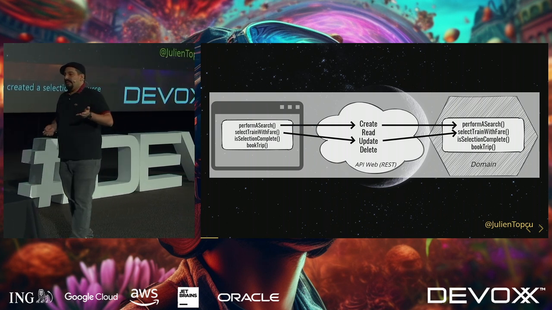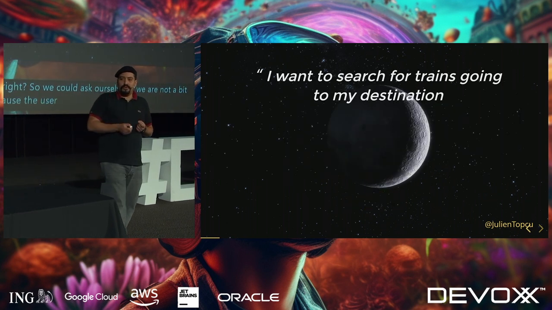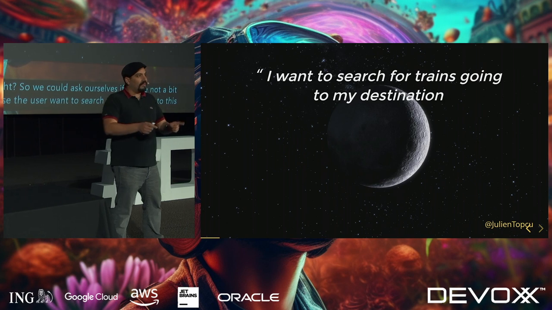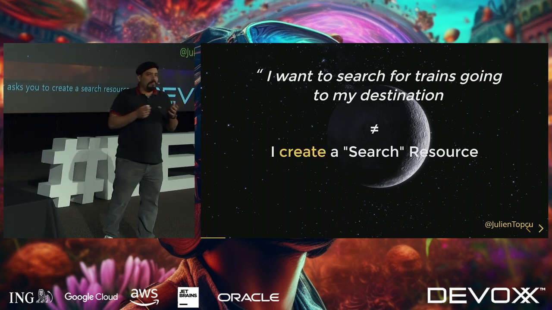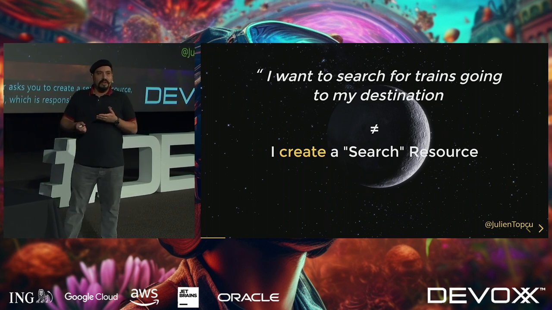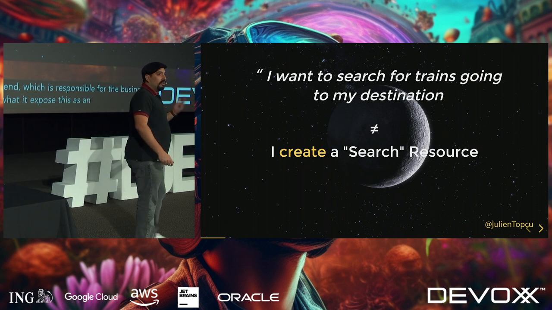So we could ask ourselves if we are not a bit mad, because the user wants to search for a train going to his destination. He never asks you to create a search resource, right? But your backend, which is responsible for the business logic, this is exactly what it exposes. This is the API: create a search resource.